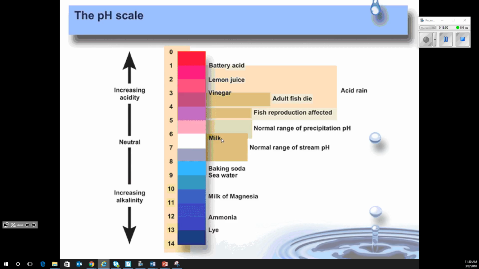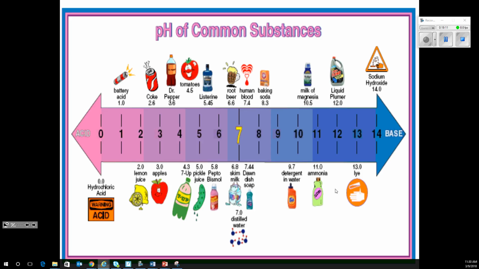We've got milk here that's a little bit acidic, and then we go to baking soda, which is on the base side, then seawater, milk of magnesia or Tums, ammonia, and lye. So you can sort of see what's going on here. Here's a different scale that goes side to side, but same thing. It gives you some ideas of things that you could test and about where they should be.